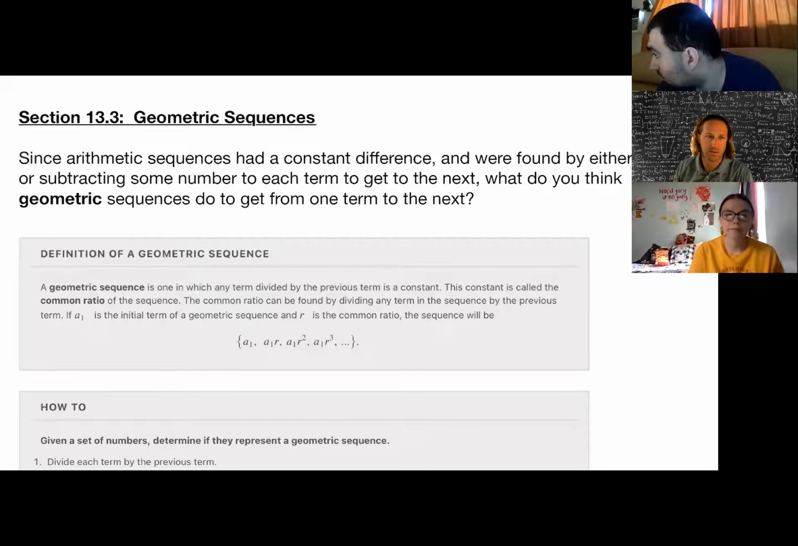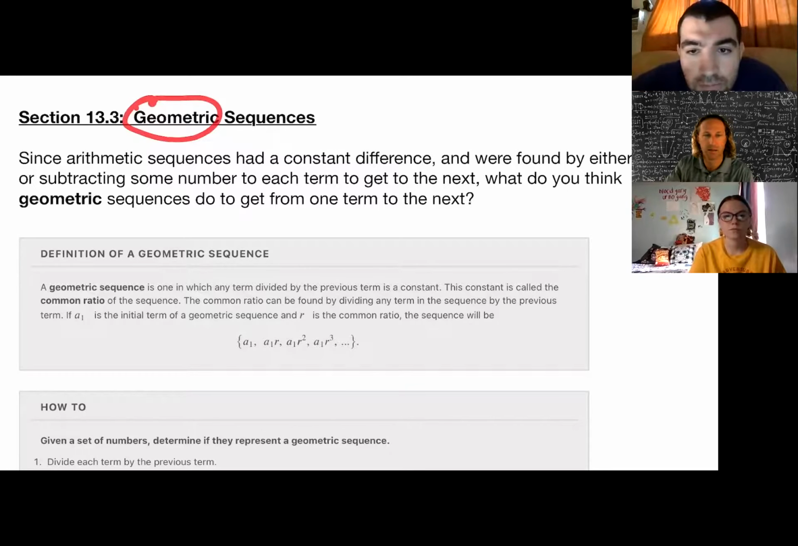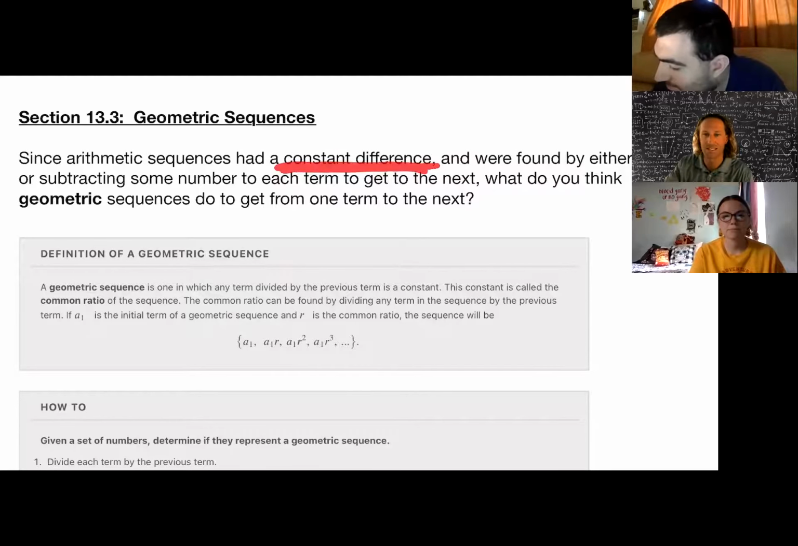All right, well, welcome to the last few sections. Again, chapter 13. We talked about arithmetic, or the arithmetic for these lists of numbers we call sequences. And to get from one to another, we had what was called the constant difference, D. All right, now we're going to get to geometric.